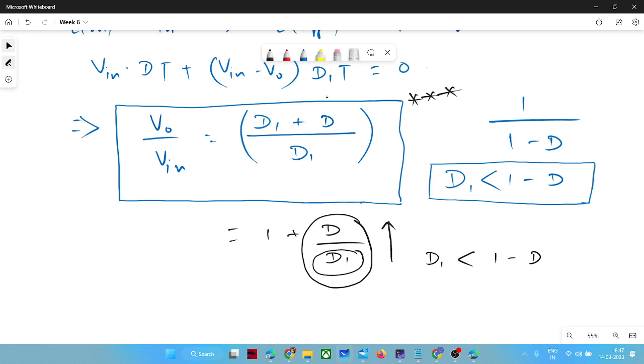Sir, I think 1 plus D by D1 becomes less than 1 by 1 minus D only when D1 is greater than D. But that case will never arise. So this one, 1 plus D by D1, is always greater than our conventional CCM boost. Yeah, your observation is correct. That should happen.